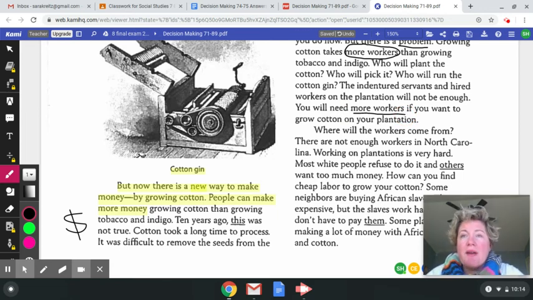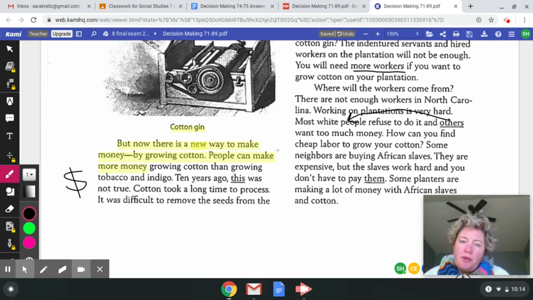Working on plantations is hard. Most white people refuse to do it and others want too much money. So the other white people, I'm assuming. So they're saying, we'll do it, but you've got to pay us for it because it's hard work. How can you find cheap labor? Okay. People who will do the work for a low price because you want to make lots of money to grow your cotton.